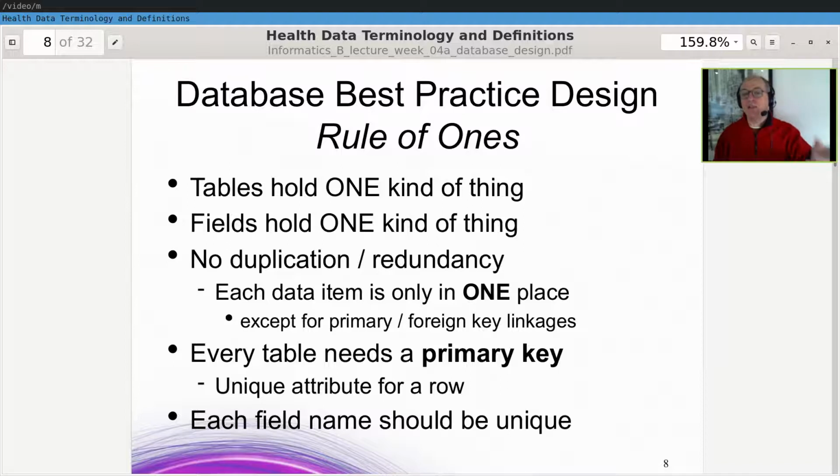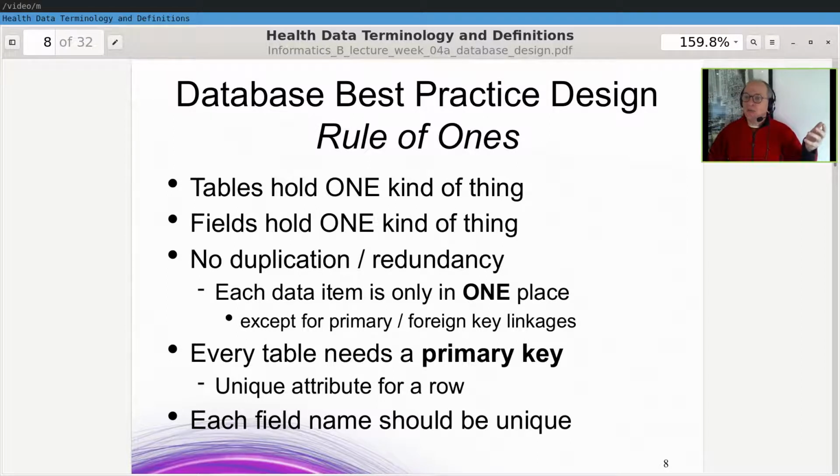Each data item is in only one place. Sometimes it feels good to be able to put a person's name here in this table, and then also put a person's name over here because name's useful. But don't do that. Instead, put the ID of the person in both tables and use the ID to go look up the person's name. Why do you do that? I'm going to talk about that at length, but why do you have no redundancy?